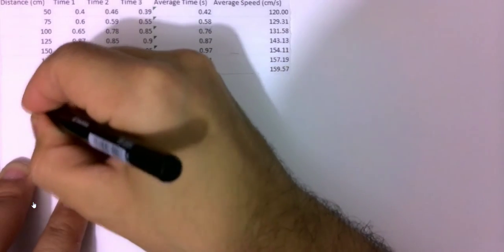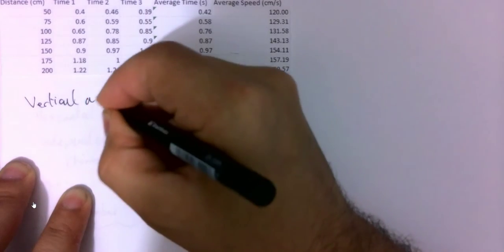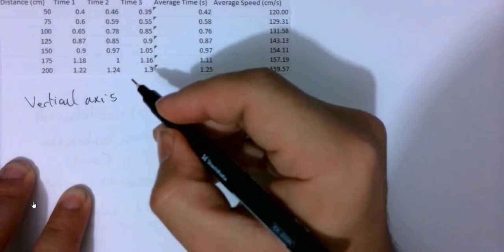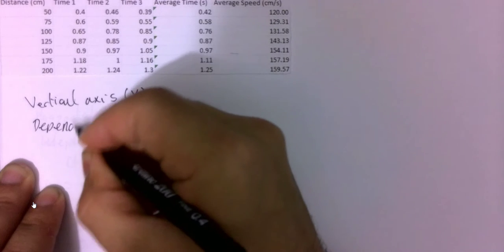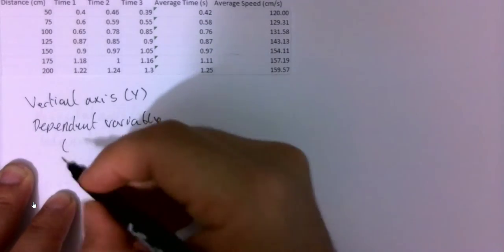Okay, our y-axis. So this is our vertical axis. We also know it as the y-axis. This is where we put our dependent variable in. And it just happens to be that it's average speed. We are referring to it as velocity.